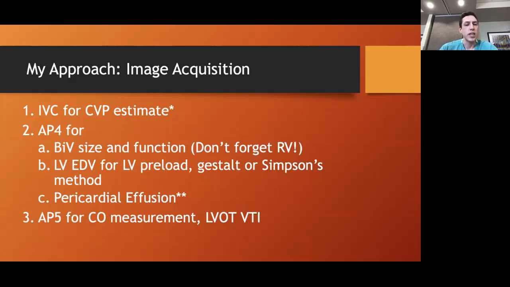And lastly, we will decrease the angle of our probe slightly to obtain the apical 5-chamber view and see the left ventricular outflow tract and measure the VTI for a cardiac output assessment.